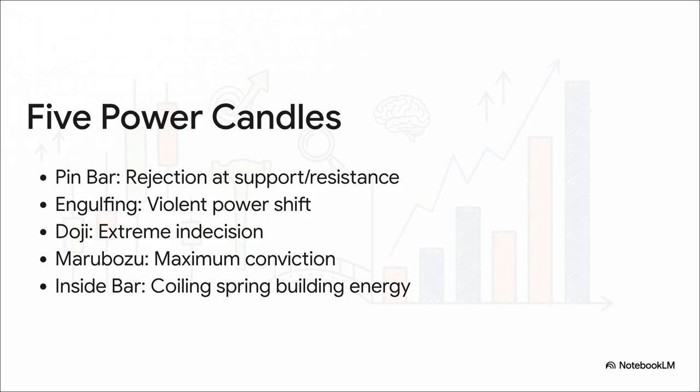The doji represents extreme market indecision, signaling that a major breakout is imminent. The Marubozu, that massive body with 0 wicks, shows maximum unquestioned conviction, one side completely dominated. And the inside bar represents a coiling spring, just building up kinetic energy for the next massive move. Really focus on mastering just these top patterns paired with your COT data.